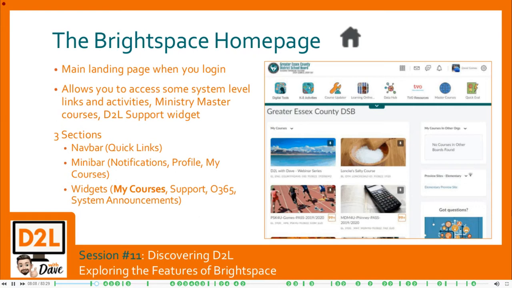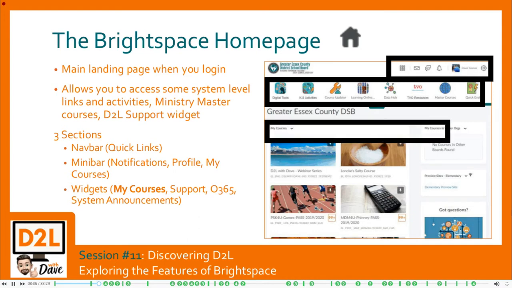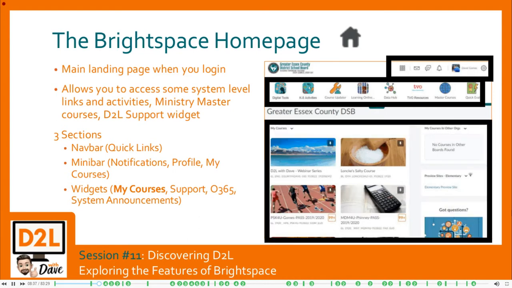There are 3 general sections, and I'm going to highlight them on the screen for you here. The first section is your nav bar. So this is going to be your nav bar right there. Basically, they're quick links to things that you can use within Brightspace. The mini bar, which is up at the top, handles things like notifications, your profile, and your courses, because you can access your courses from this icon right here. And then finally, you've got the widgets section, which is everything below the nav bar.